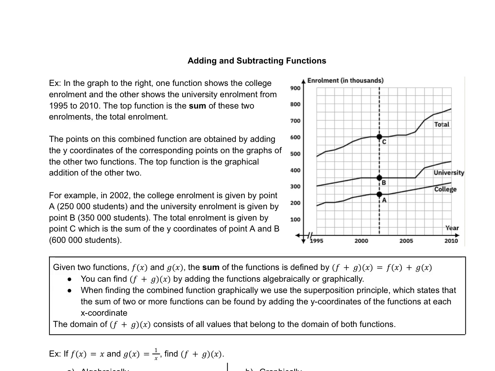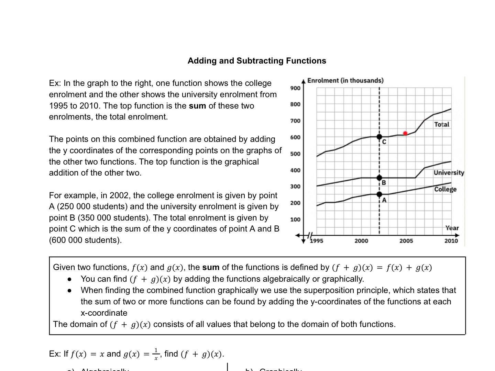In this video, we'll be looking at how to add and subtract functions. So on the graph to the right, there is one function that shows college enrollment between 1995 and 2010. And there is another function that shows the university enrollment. If you look at the very top function, it is the total enrollment. So this top function is the sum of the college and the university functions.